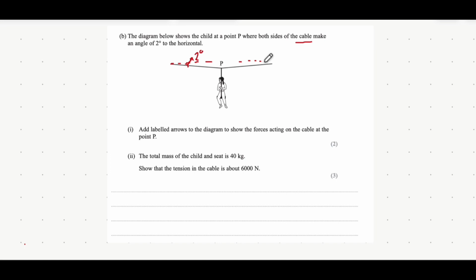Same on this side of things, by the way. This angle here would be 2 degrees. I'm just going to write that out because I'm going to draw that clearer later. It says add labeled arrows to show all the forces acting on the cable at point P.